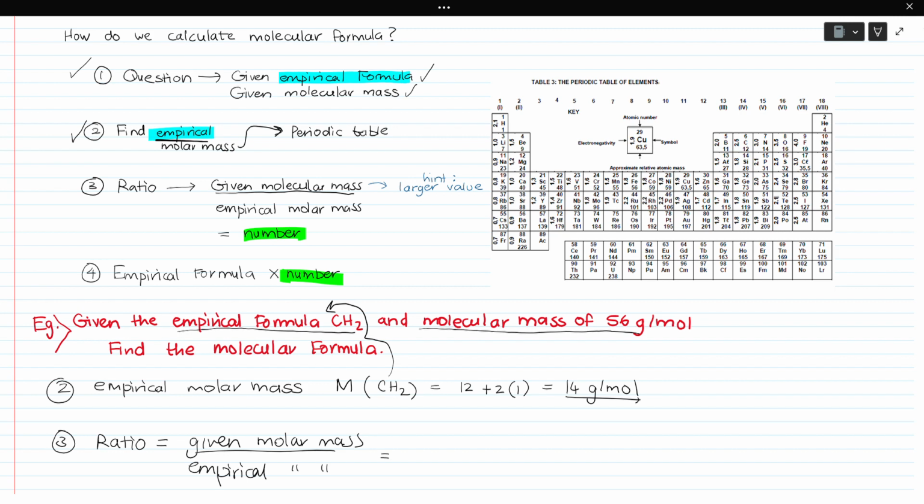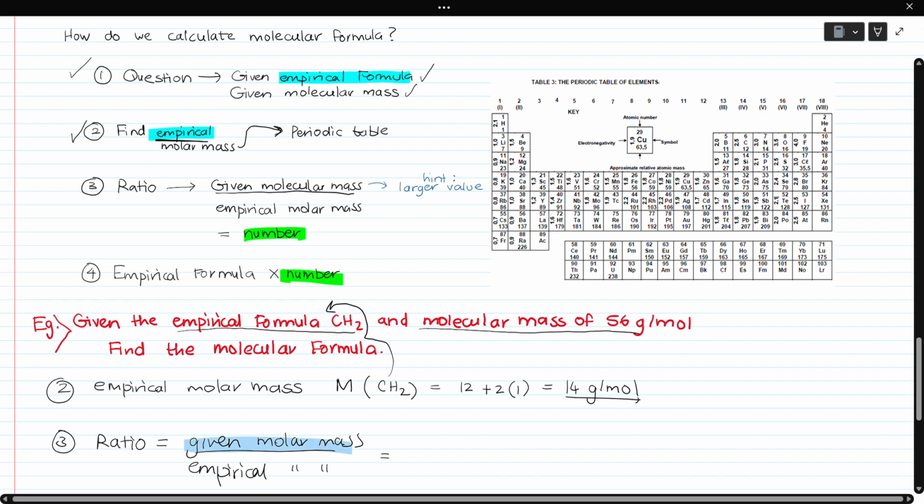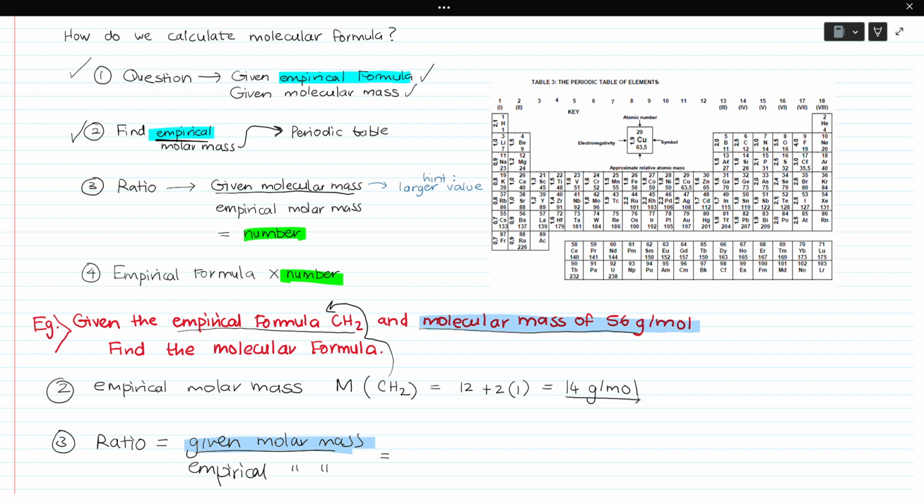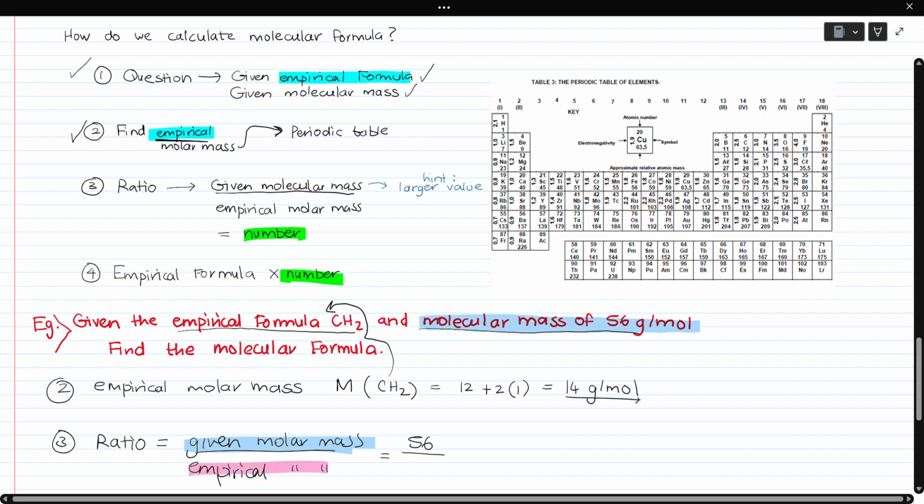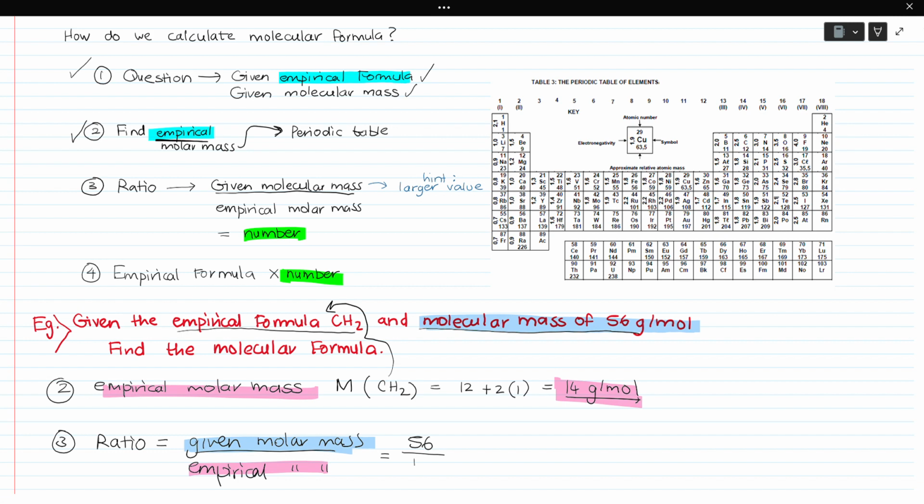Okay, let's substitute the values. The given molar mass, where is that? This is our given molar mass in the question. So it is 56 all over, and then we're looking for the empirical molar mass. We calculated that here. So that is a value of 14. If you divide these, you get a nice number of 4. So that becomes our number. It becomes our ratio.